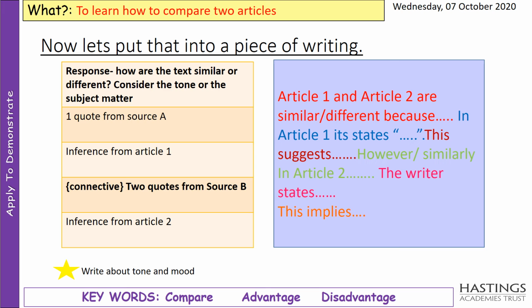Okay, so try to complete 2 paragraphs on either both similarities, both differences, or one of each. Your challenge, if you want to include it, is to write about the tone and mood in your paragraph. So you might do one on tone, one on mood, or one of either in a paragraph. So pause the video now to give yourself a chance to do this with the sentence starters given, and then come back when you're finished.